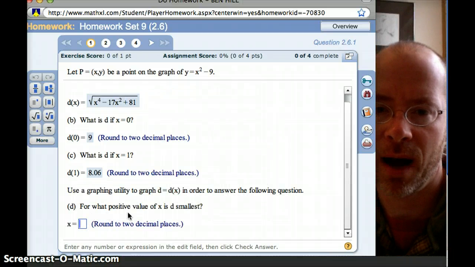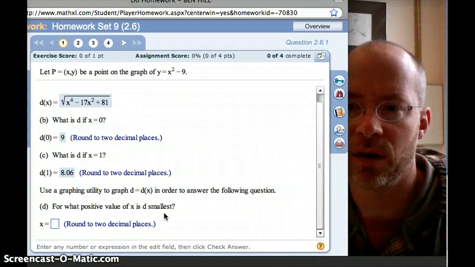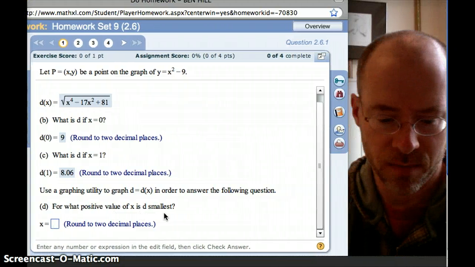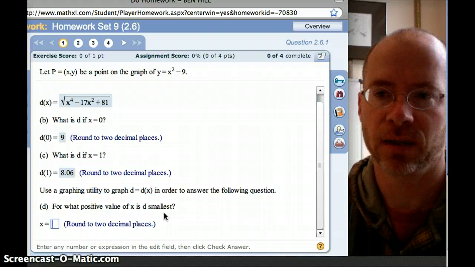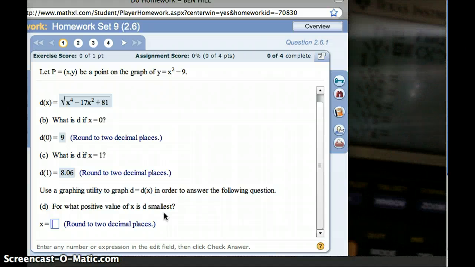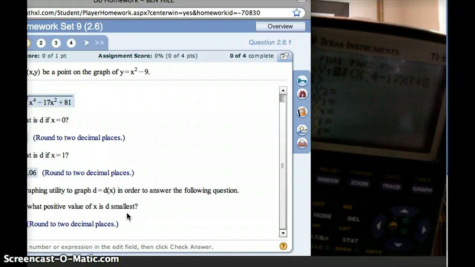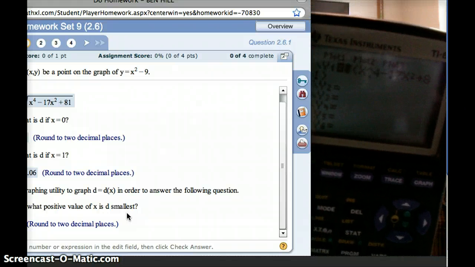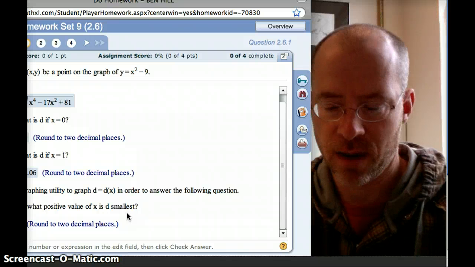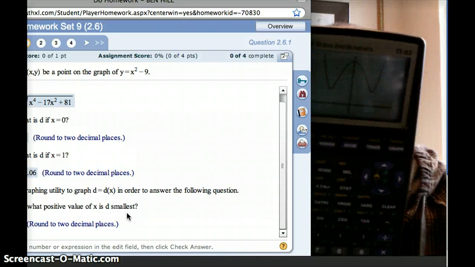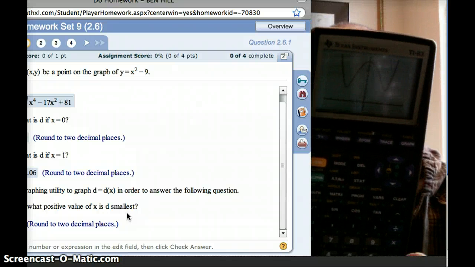Now here we go. For what positive value of x is the distance going to be smallest? In other words, minimize the distance. Okay. So here is the distance function. Don't know if you can quite see it there. Plugged into my y list. The graph of the distance function, not the parabola, but the distance function, looks like that.